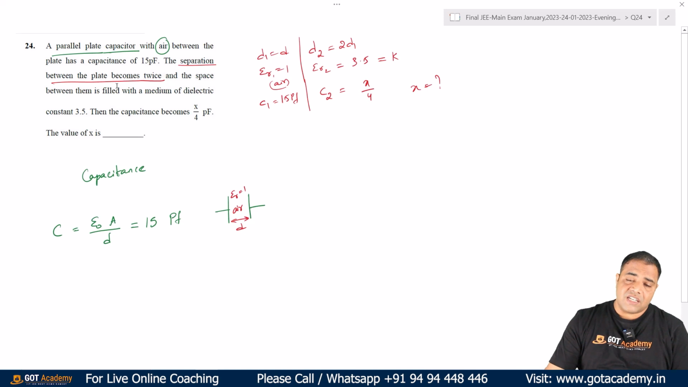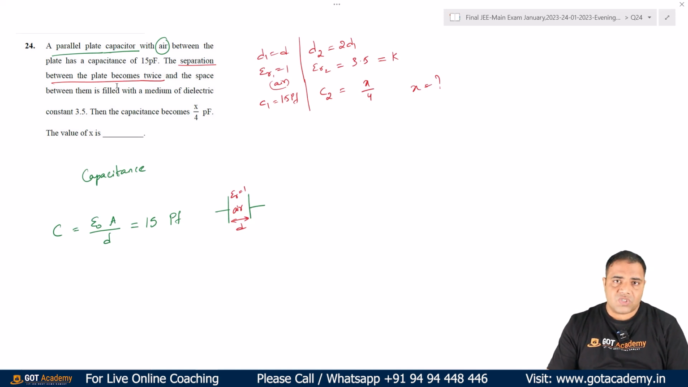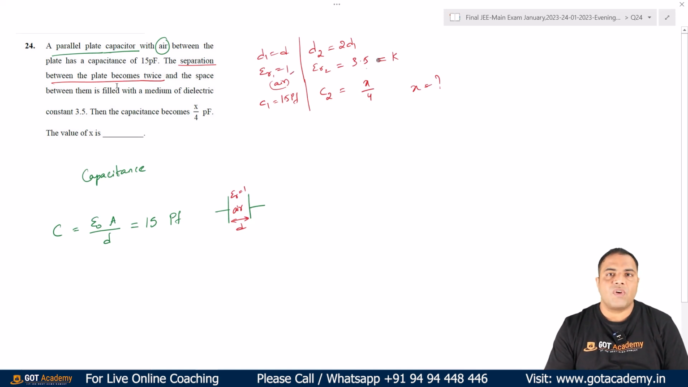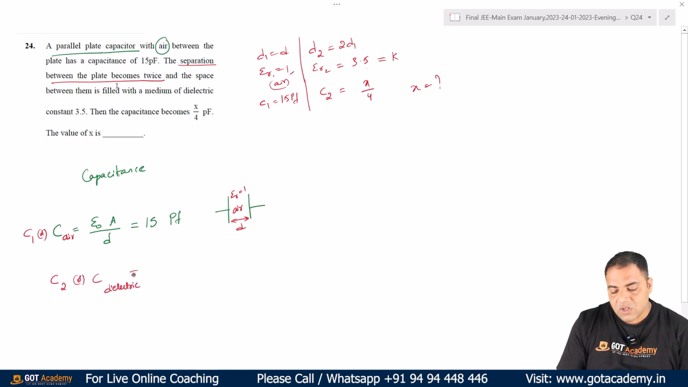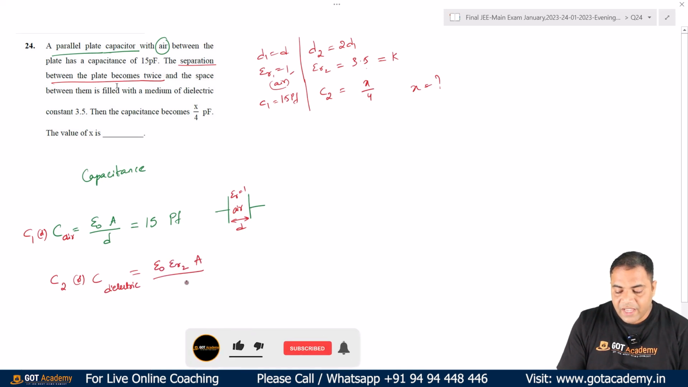Now, my question is, my dear children, if a dielectric medium is placed, what is the formula for the capacitance? Previously we took epsilon r as 1, now we should not take 1. Instead of 1, you have to take 3.5. So let me write that. C2, or C1 is for air, and C2 is due to dielectric. Write like this: epsilon naught, epsilon R2 into A by D.